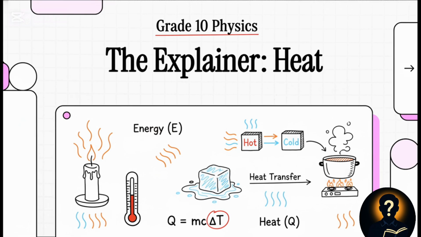Have you ever wondered why a metal spoon gets hot instantly in your tea, but the mug itself takes ages to warm up? Or, get this, how do fish stay alive when a lake freezes over? Well, the answer to both of those is heat. And today, we're going to tear down this entire grade 10 chapter piece by piece to make sure you absolutely crush your exam. Ready? Let's get into it.